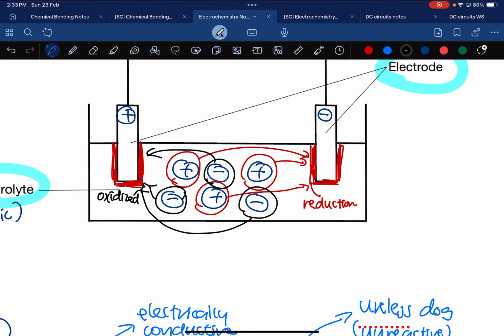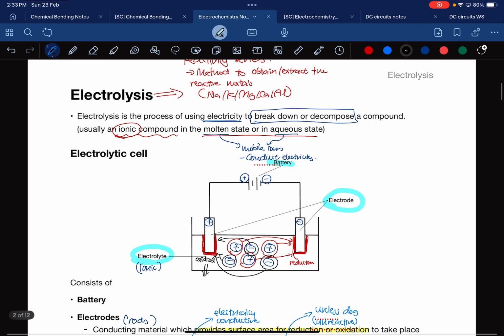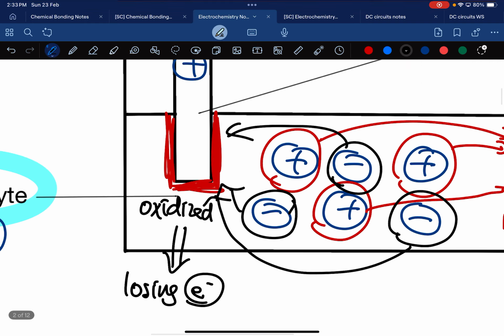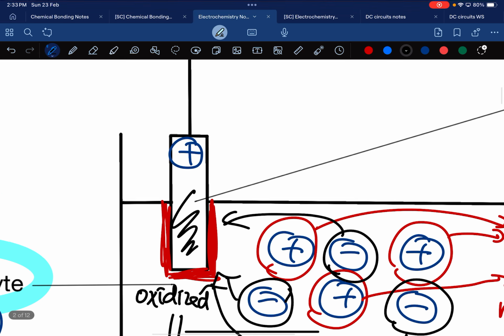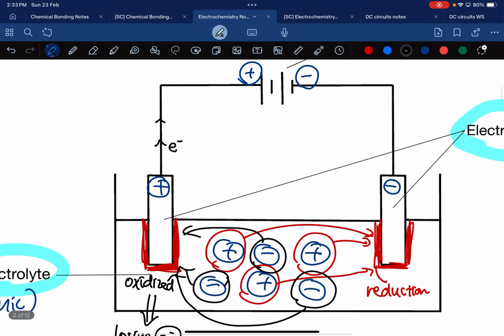Clear? Now, during your oxidation process, as in the recap on redox I went through just now, you are losing electrons. Where do you think these electrons are going to go? These electrons are going to be released over here, at this point, and then they are going to flow up your wire.